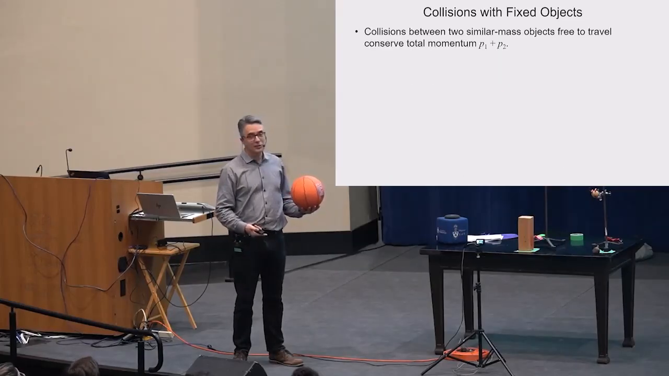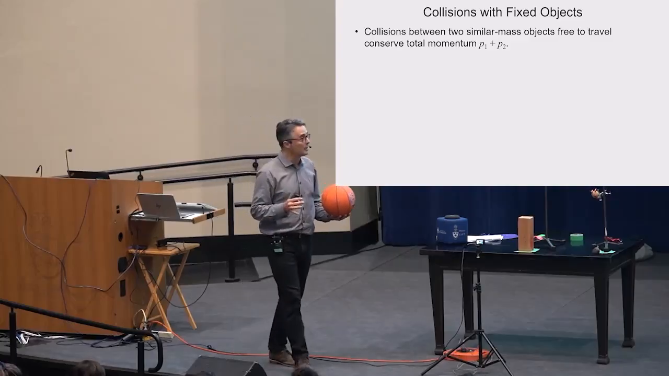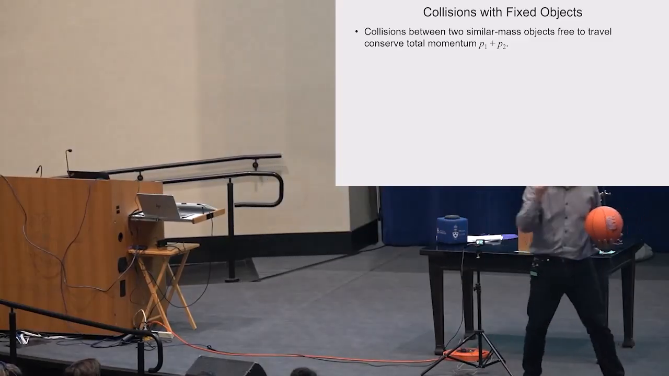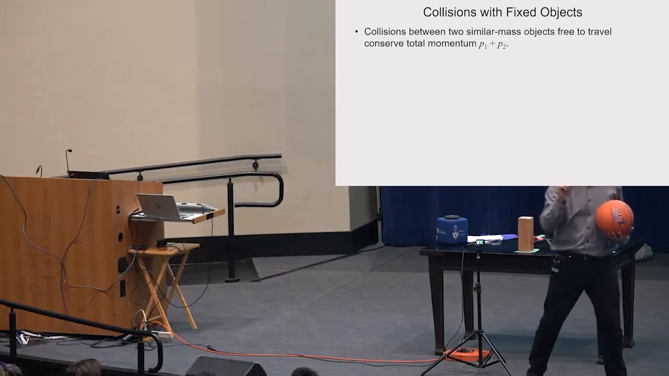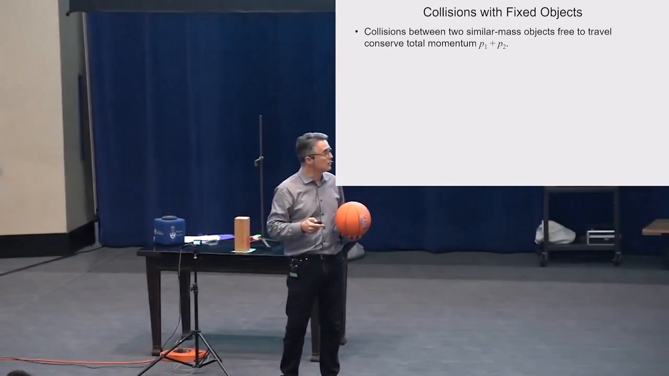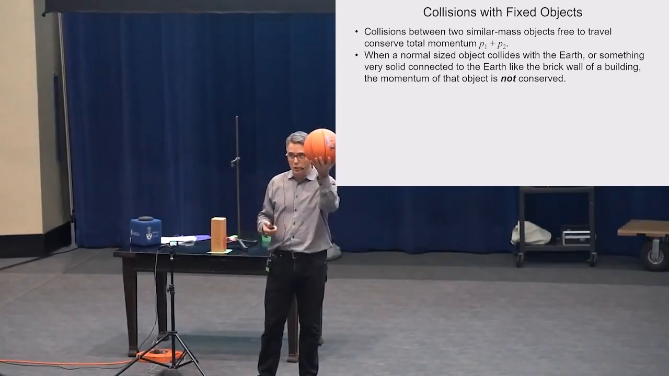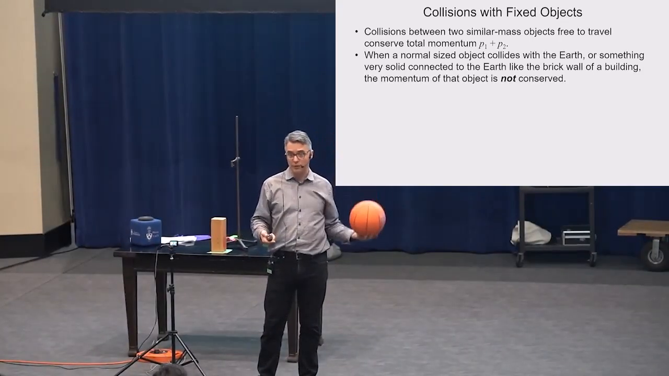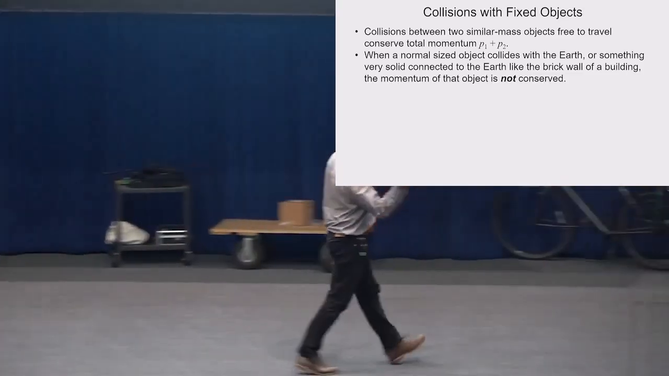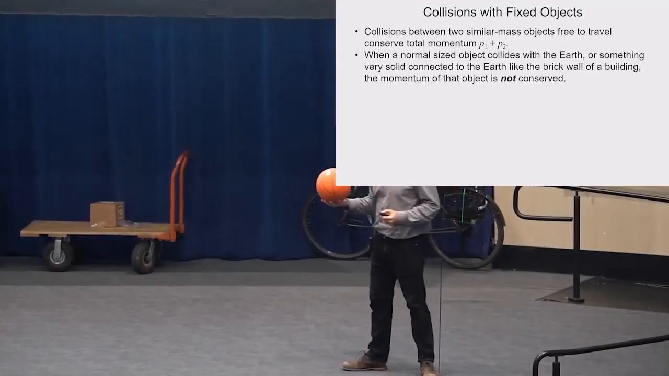And this is called a collision with a fixed object. And it's sort of weird because it almost does the opposite. So we know collision between two similar massed objects do conserve that momentum. P1 plus P2 is the same before and after the small little collision, assuming there's no big external forces. But when a normal sized object collides with the Earth, or even if I throw it against that wall and it collides with something that's attached to the Earth, then all of a sudden it'll really change its momentum.